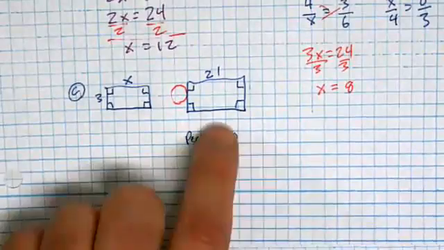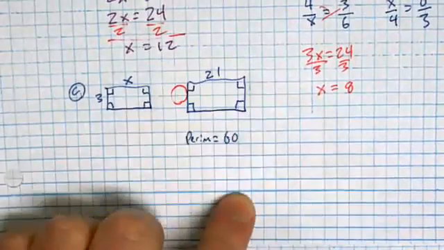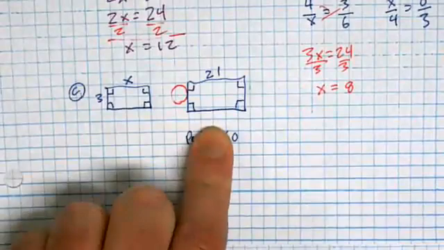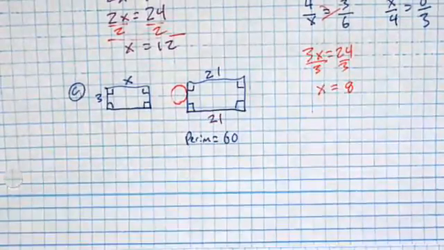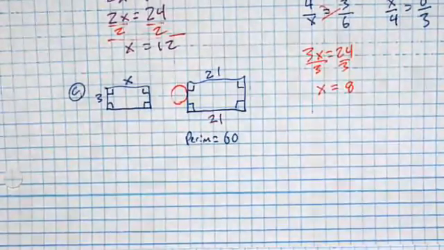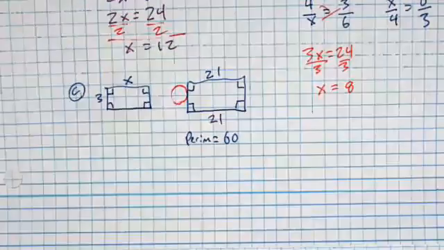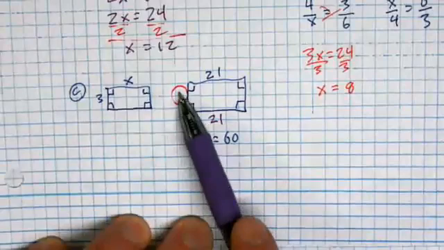Now, what other sides do I know in this rectangle? We know the bottom is 21. And if I were to add up all 4 of the sides, what am I going to get? 60. That's what the perimeter is, right? So how much are we missing here?